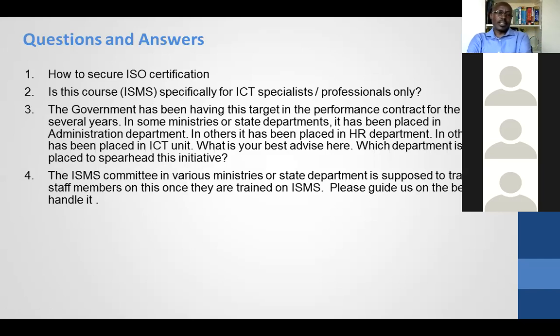How do you secure ISO certification? That is like what I've just talked about in the last slide. You have to go through that process, get an external auditor, he comes and audits you, and then if you pass the requirements, then they give you the ISO certification.